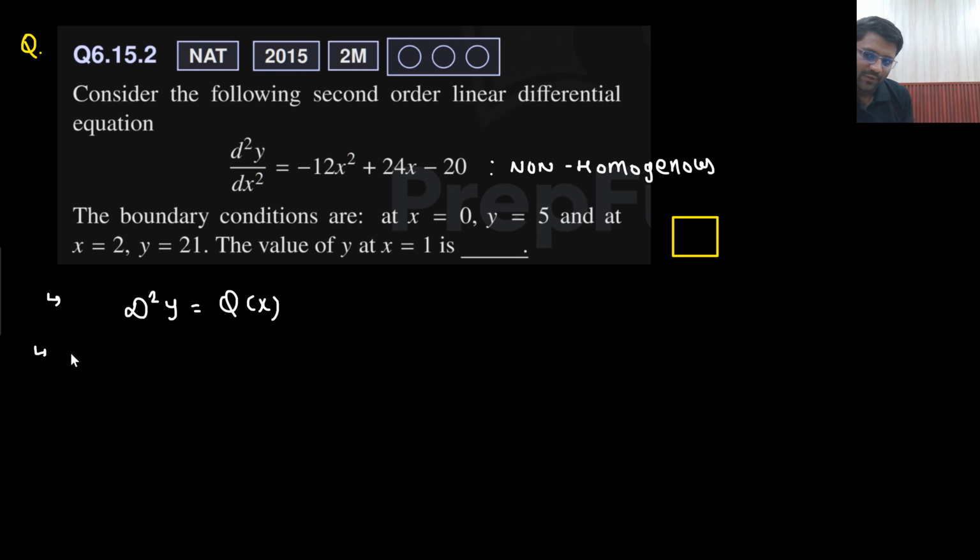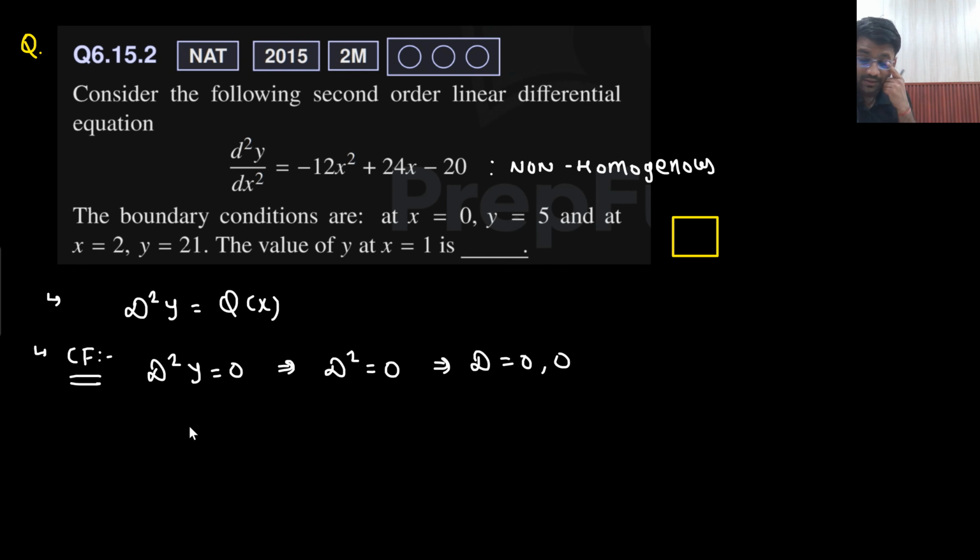What does that mean? That means I need to find out CF and PI. So let's find out CF. If I find the complementary function, then D square y equals to 0. So from here, the characteristic equation that I am getting is D square equals to 0. What are the roots I am getting? 0, 0. So if I am getting 0, 0 roots, then what will be my complementary function?